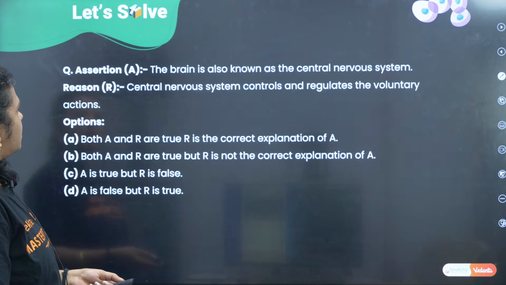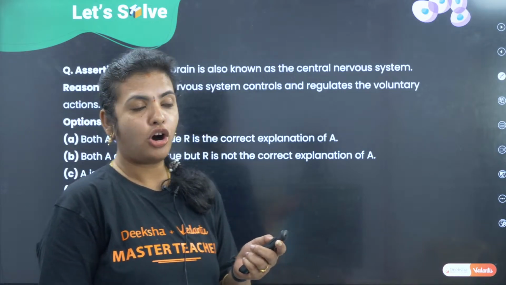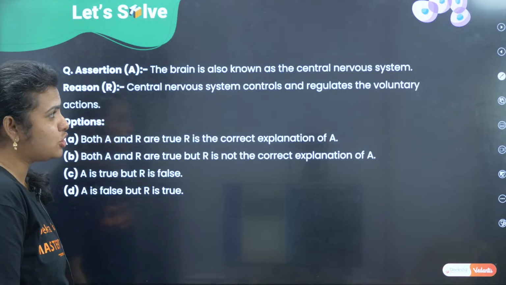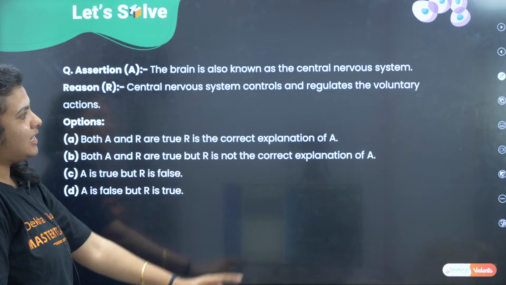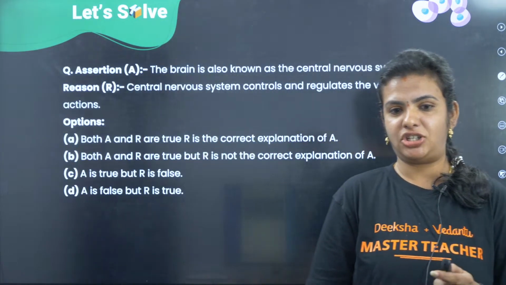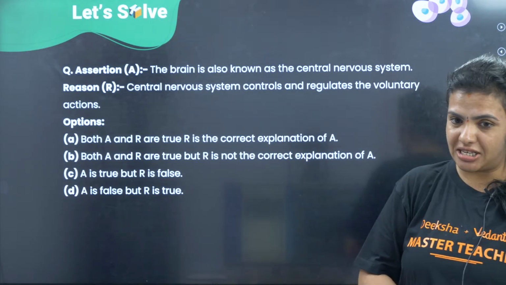Alright. Okay. So we will see some assertion and reason questions. We just have, I think, 4 more minutes. So the assertion here says the brain is also known as the central nervous system. Reason says central nervous system controls and regulates the voluntary actions. Okay. We have options A, B, C, D.